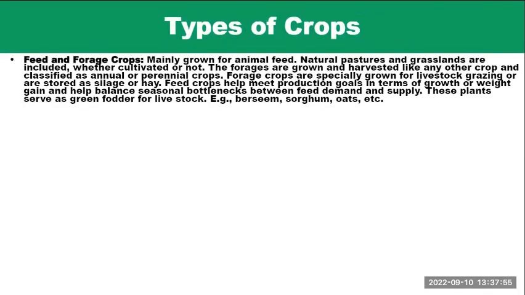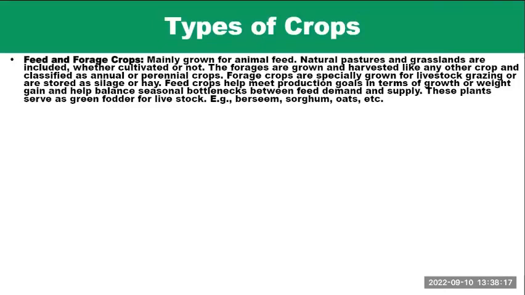Still on types of crops, we have feed and forage crops. That's a different class of crops. They are mainly grown for animal feed. Natural pastures and grasslands are included here. Whether cultivated or not, they can all be classified as feed and forage crops.